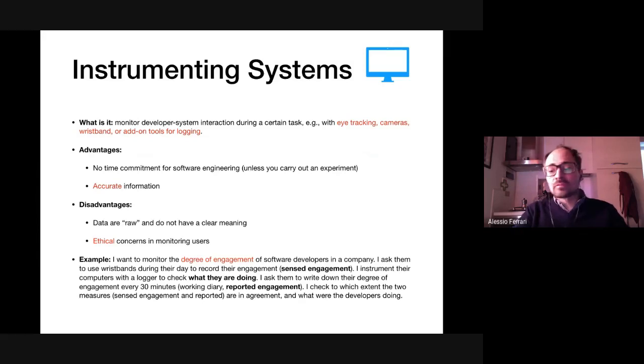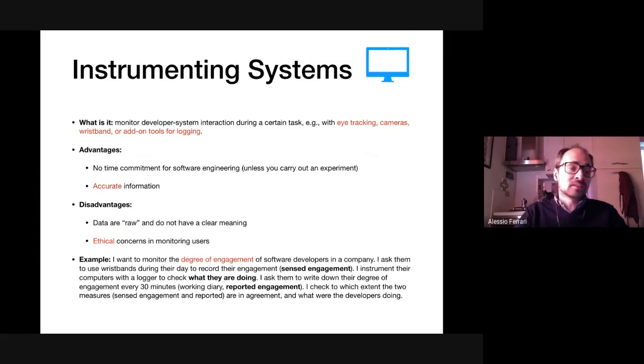Okay, you don't rely on the impression. Of course, you have no time commitment for software engineers, because unless you carry out an experiment... because if you do an experiment, it means that you put these engineers in a lab, so you have to ask their time, and you often do this not with real professional engineers, but with students. Students are often used as a proxy for professional software engineers in experiments.